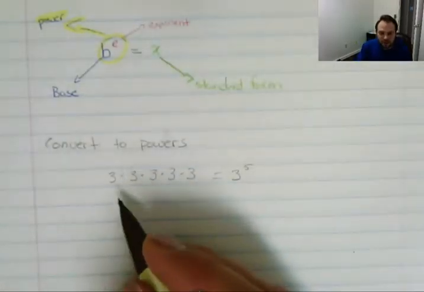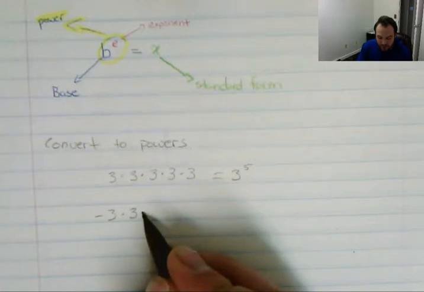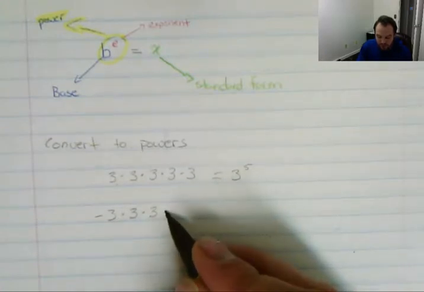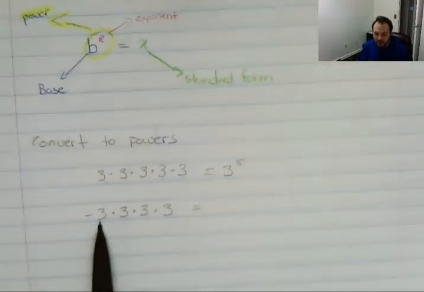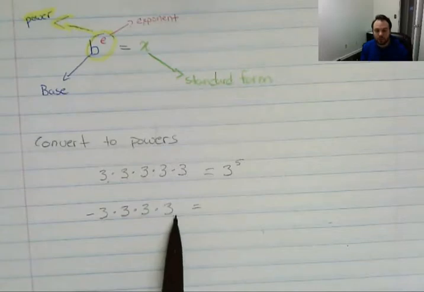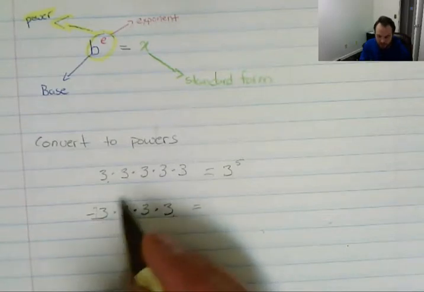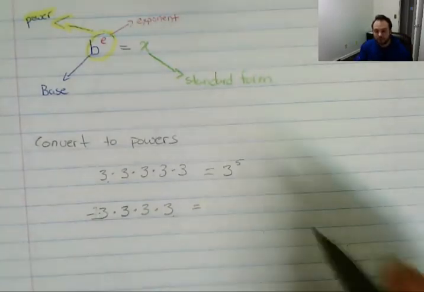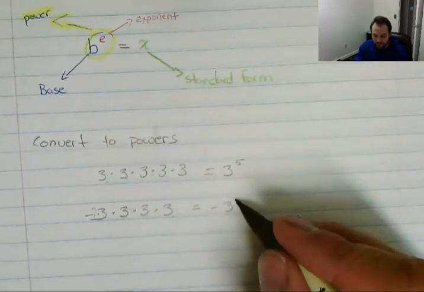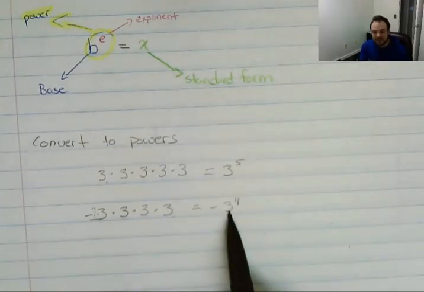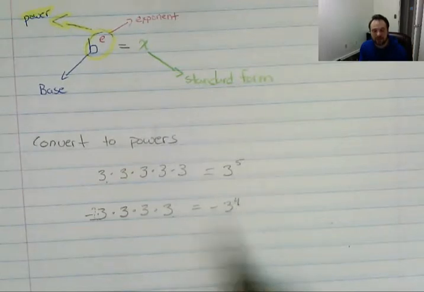So for this next one here, I'm going to try negative 3 times 3 times 3 times 3. So if I look at this here, I have 3 being multiplied together 4 times. Only one of them has a negative, so I'm going to pretend this was actually negative 1. Okay, and I'm going to say negative 1 times 3. So this one here is going to end up giving negative 3 to the power of, we have 4 3's. Okay, so in this case here, only the 3 has the exponent 4. This negative is not affected by the exponent.